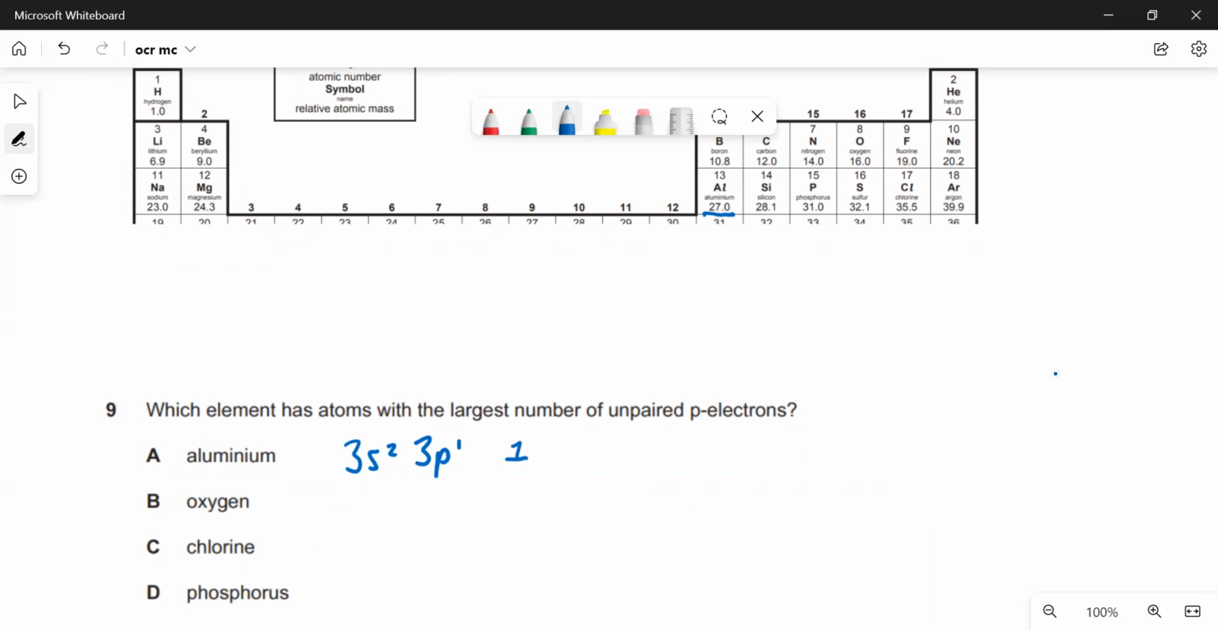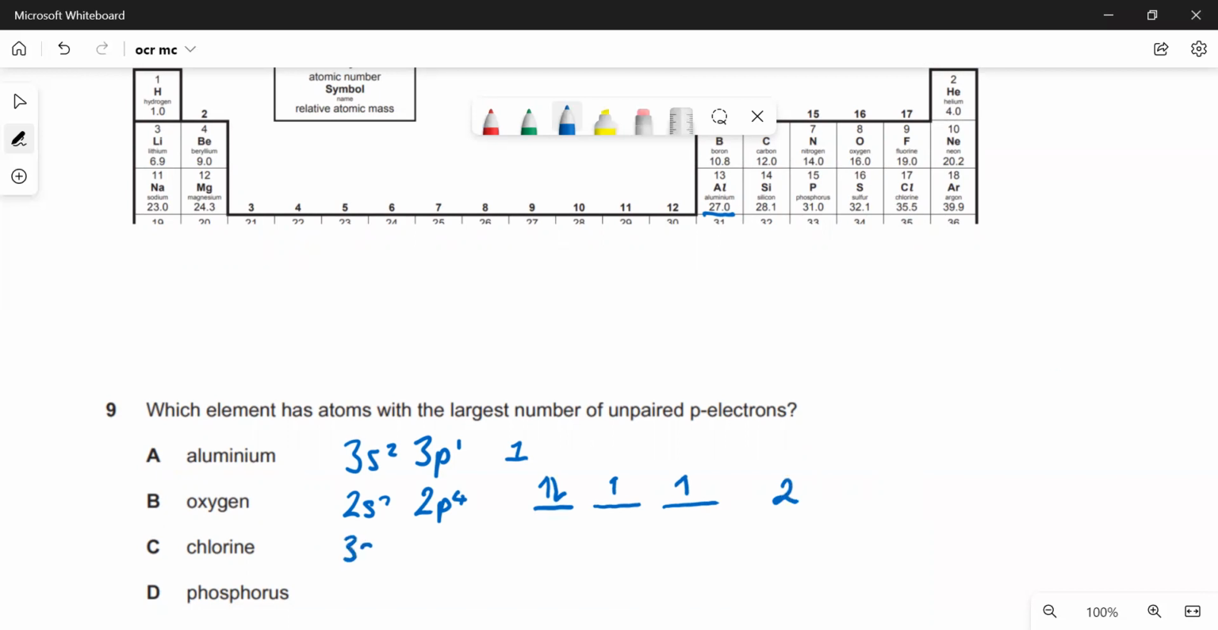Oxygen is in period 2, so that's going to be 2s2 2p4. Now I have to be careful there because remember the p orbitals, how are the electrons arranged there? Well, they always have parallel spins if they can. Oxygen's got 4, so it has to pair up there. So the oxygen has got 2 unpaired electrons.